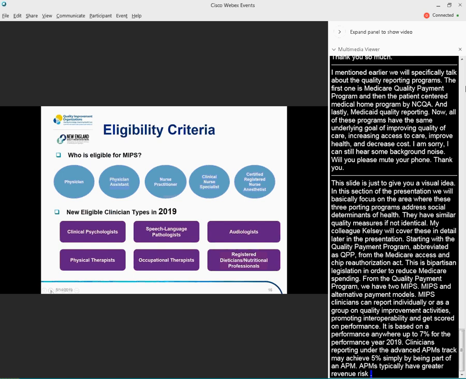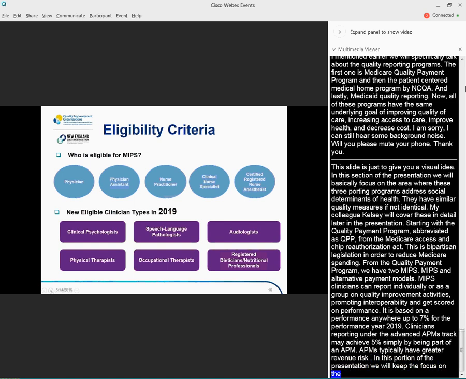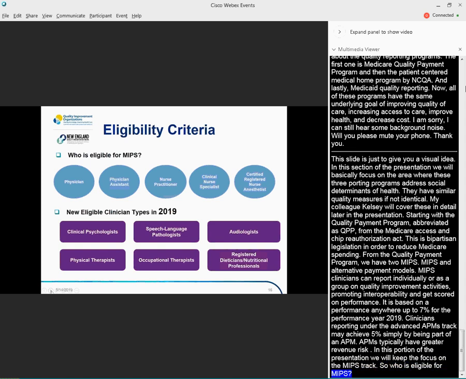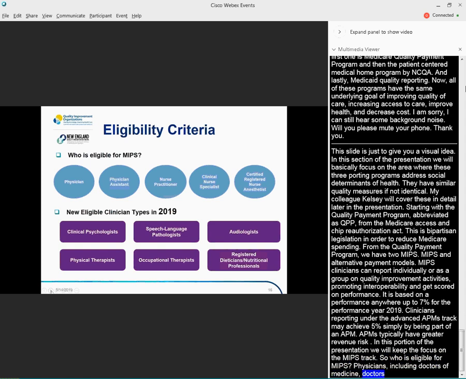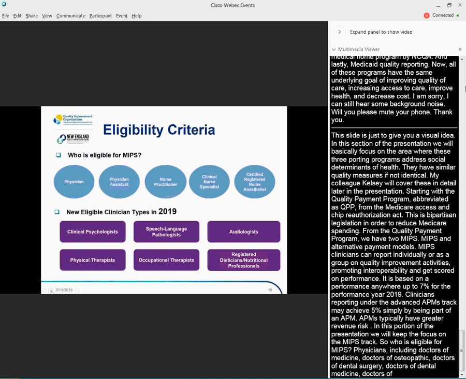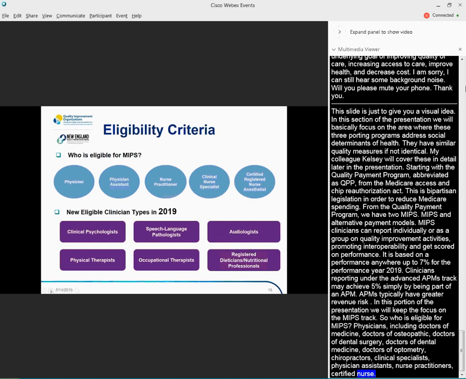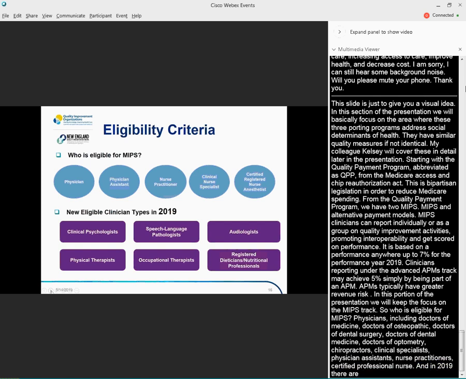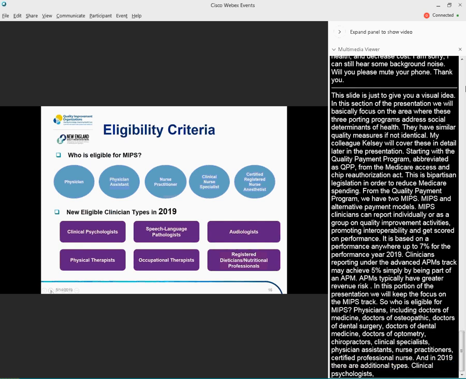So who is eligible for MIPS? Physicians, including doctors of medicine, doctors of osteopathy, osteopathic practitioners, doctors of dental surgery, doctors of dental medicine, doctors of podiatric medicine, doctors of optometry, chiropractors, clinical nurse specialists, physician assistants, nurse practitioners, certified registered nurse anesthetists. And now in the performance year 2019, there are additional eligible clinician types, like physical therapists, occupational therapists, clinical psychologists, qualified speech-language pathologists, qualified audiologists, registered dietitians, and nutrition professionals.